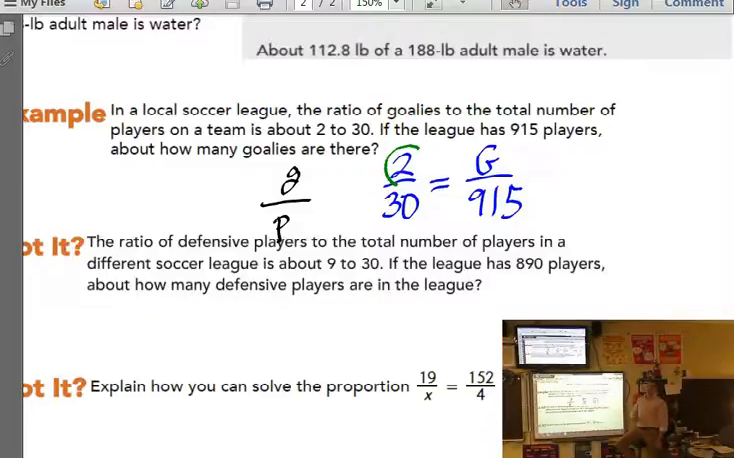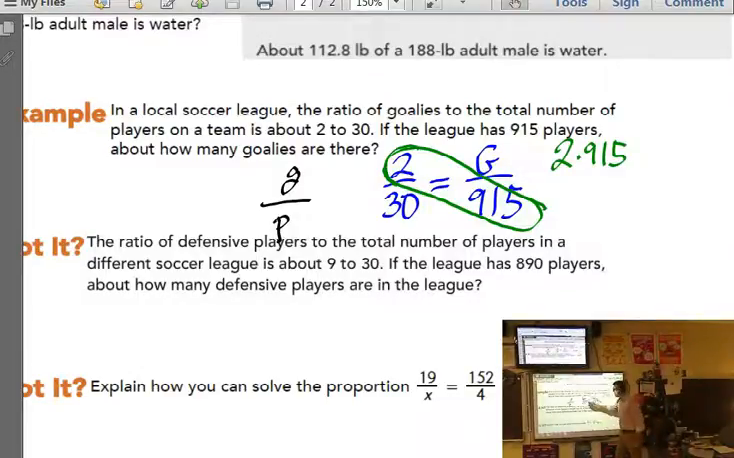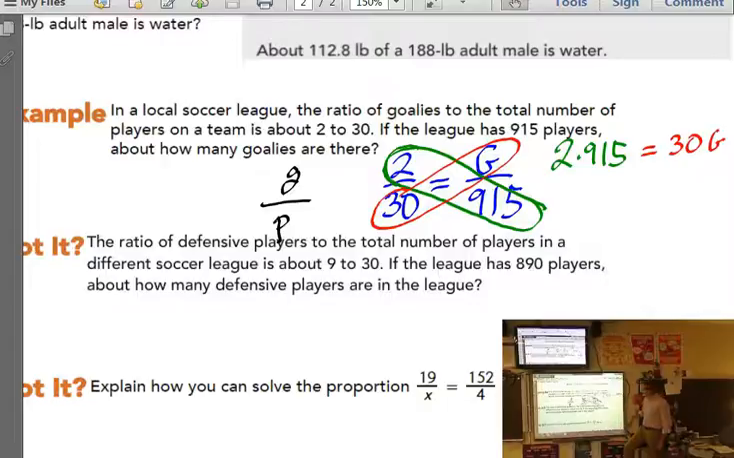So what would the 2 multiply by? 915. Yeah, because my top left goes to my bottom right. We have to be diagonal. So we'd have 2 times the 915. Then, well, this is kind of obvious, but my 30 then multiplies by my G because that's all that's left. That 2 times 915, 1830. I'm going to switch to a neutral color, though.